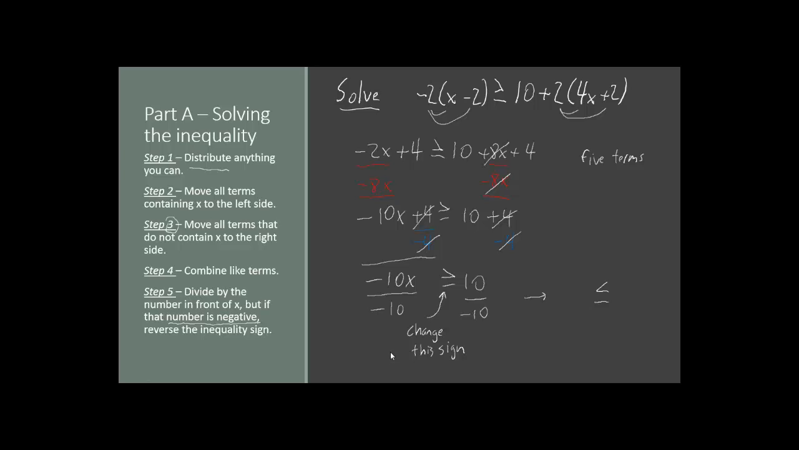Now that the sign is out of the way, though, we just worry about the numbers. We have negative 10 divided by negative 10. That cancels out, leaving us with just the x on the left side. On the right side, we have 10 divided by negative 10, which gives us negative 1. So our solution to the inequality is x is less than or equal to negative 1. This means that any number that is less than or equal to negative 1 is a correct answer.